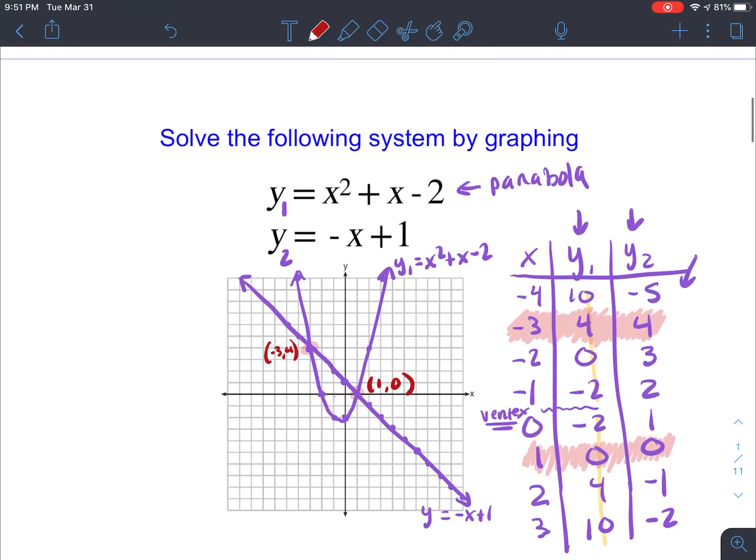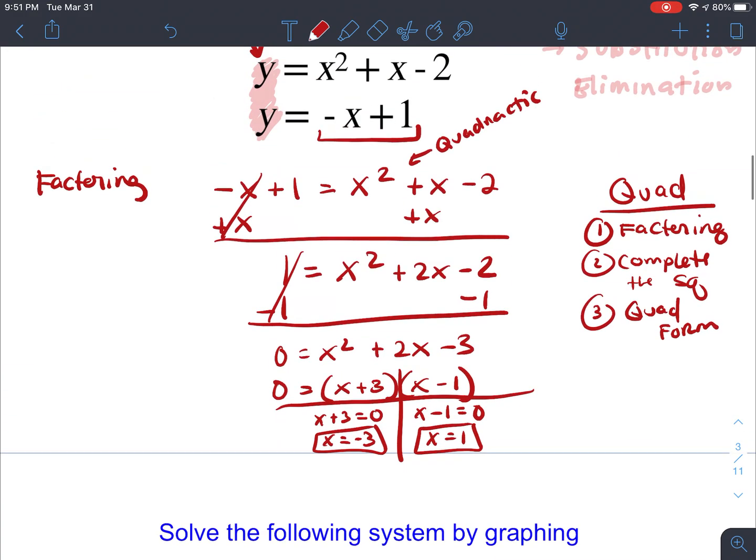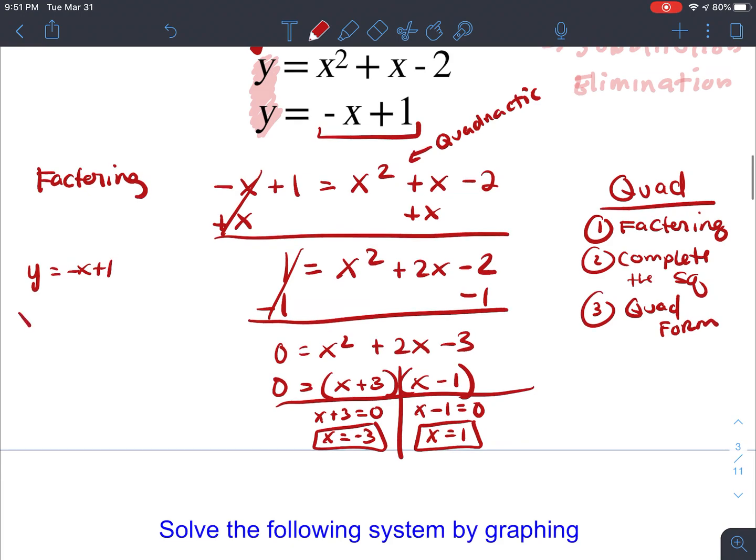Now we can't stop there. Remember, a system of equations has an answer that is an ordered pair. Okay, so that means we need an x and a y value. So that means for each one of these x's, we now need to plug it in to one of these equations to find the y value. Now, technically, you can plug it into either one. However, one is significantly easier than the other. I tend to always plug it into the linear equation because it's less calculations.